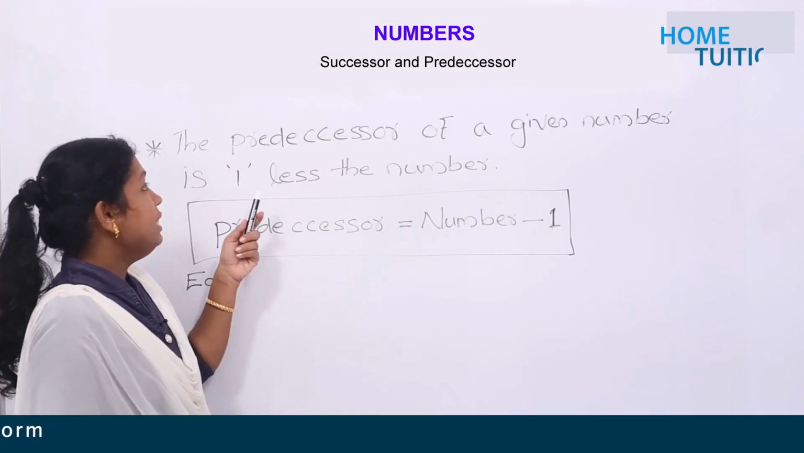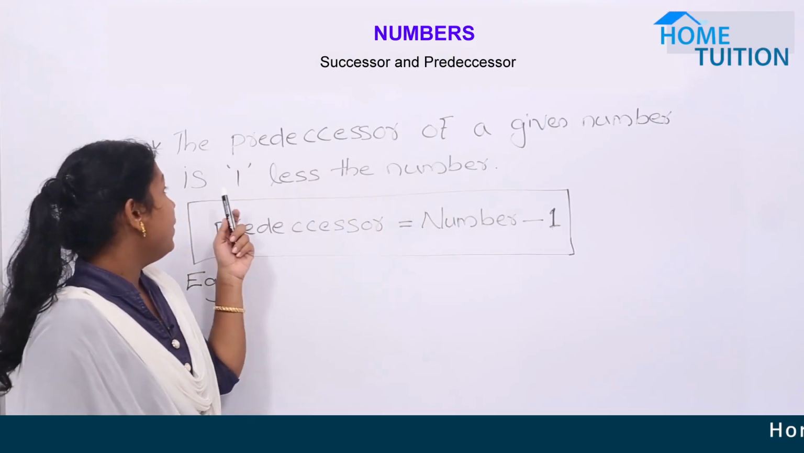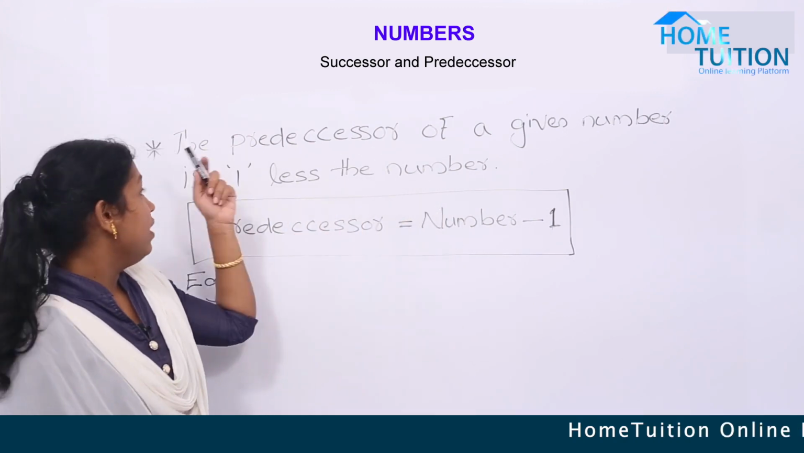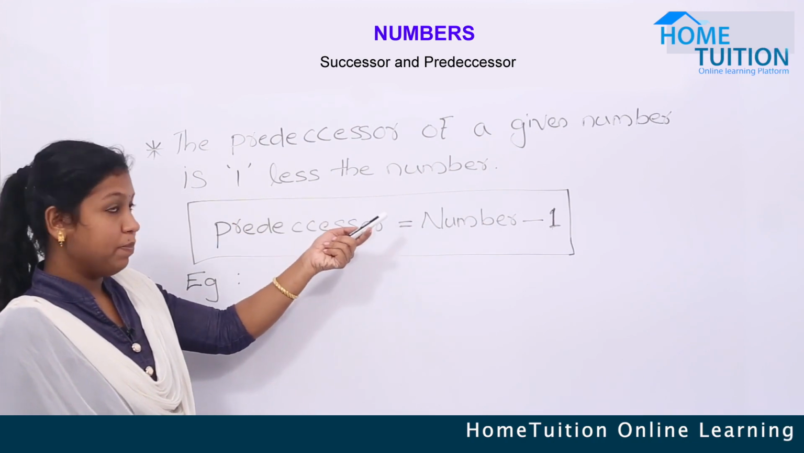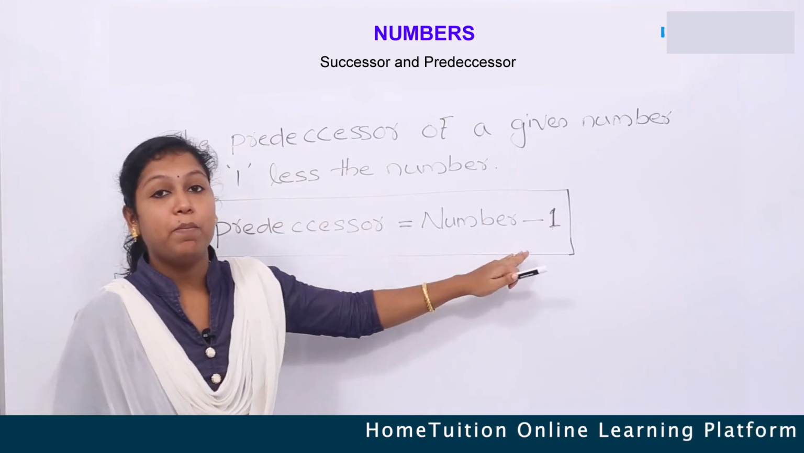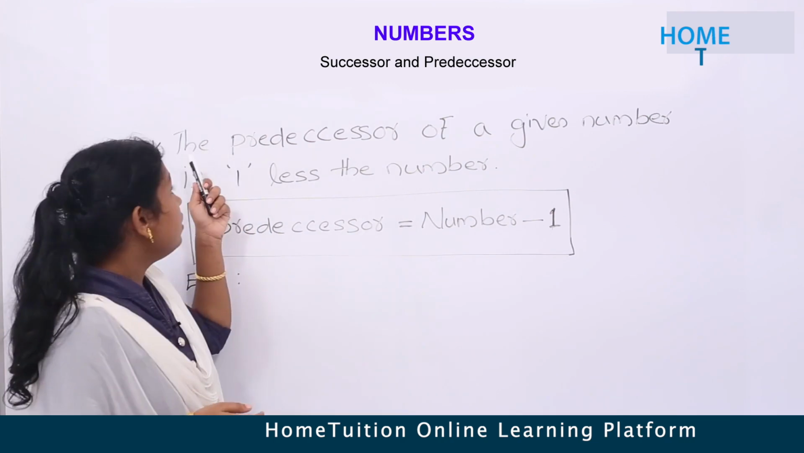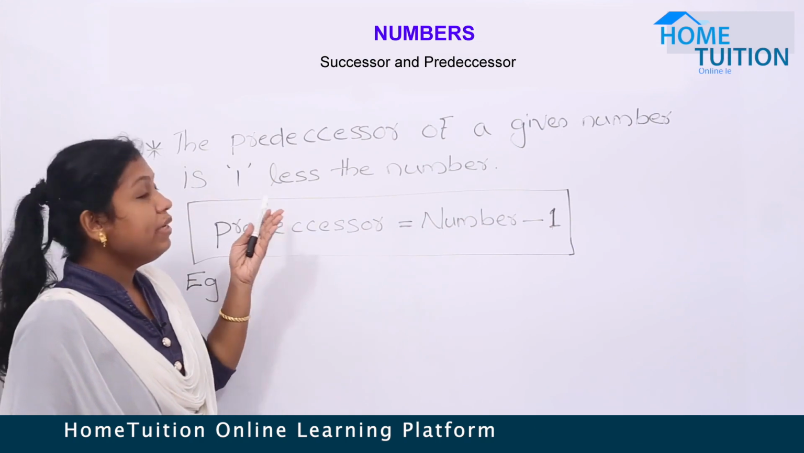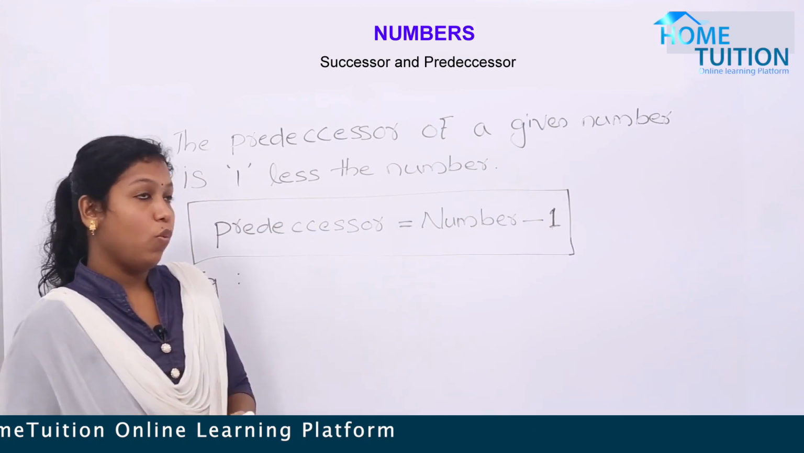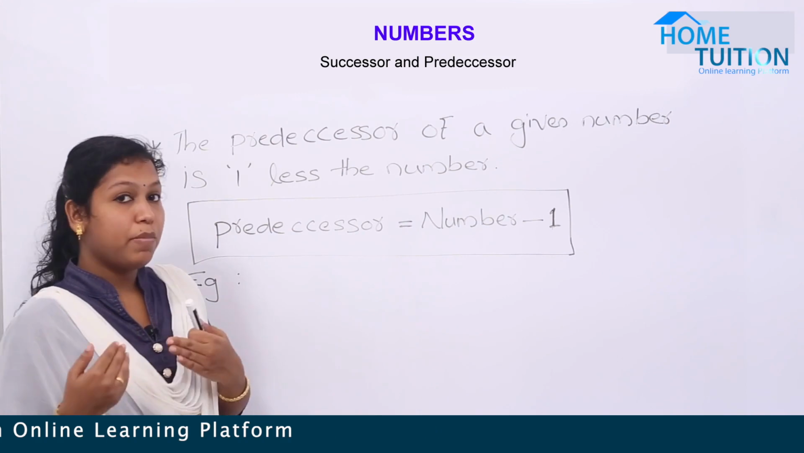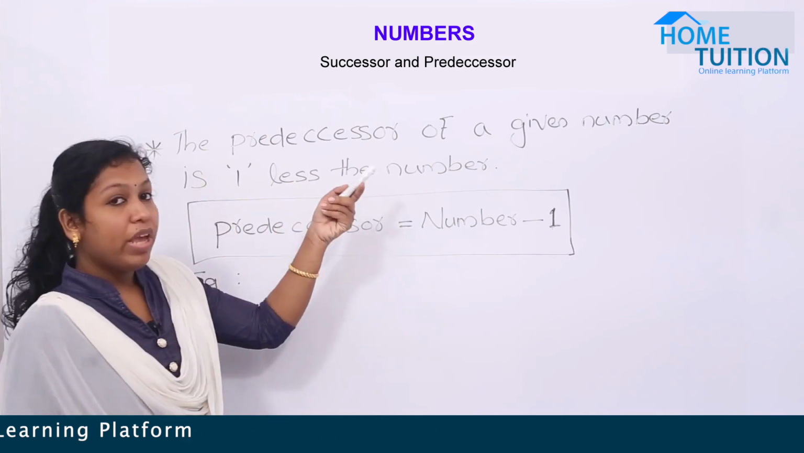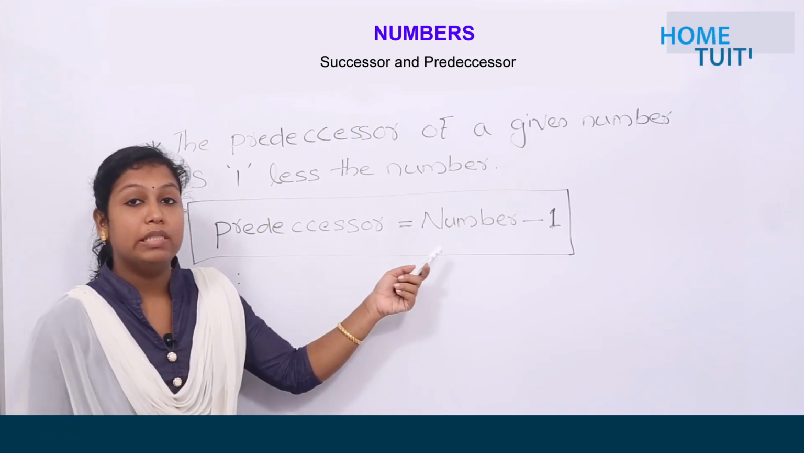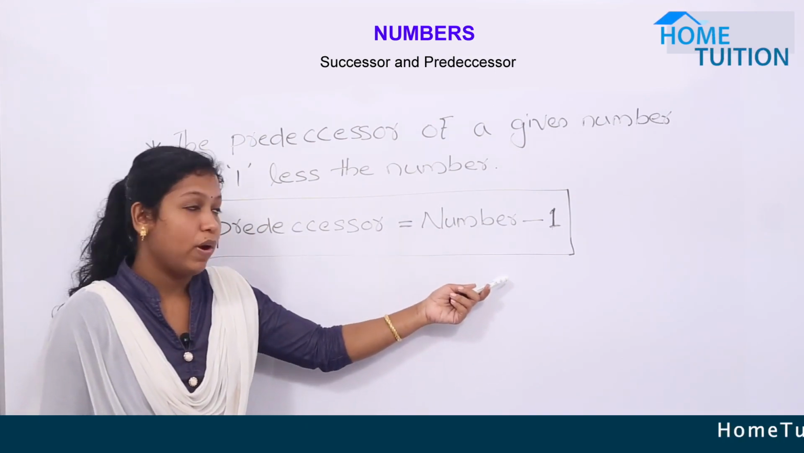Predecessor. The predecessor of a given number is 1 less than the number. That is, predecessor equals number minus 1. Less than means minus. So whichever number we are given, the predecessor is 1 less than the number, that is, number minus 1.